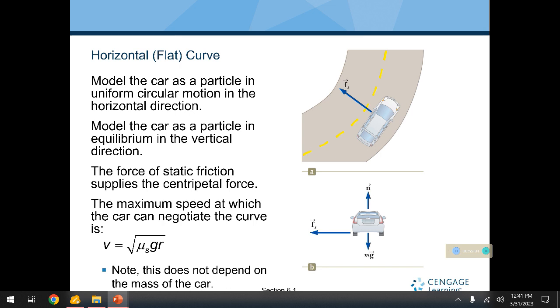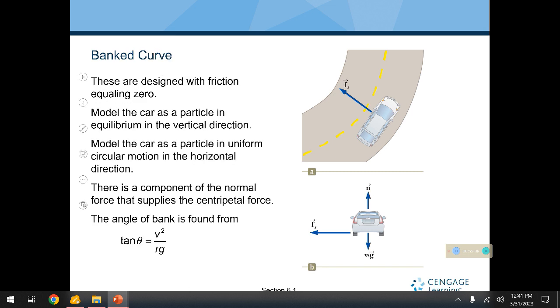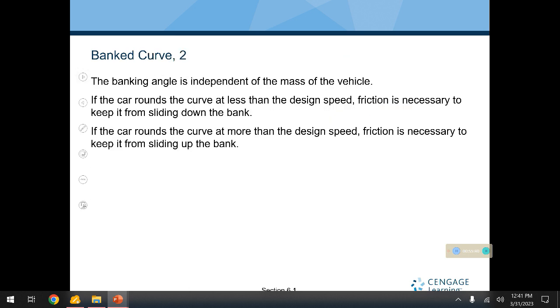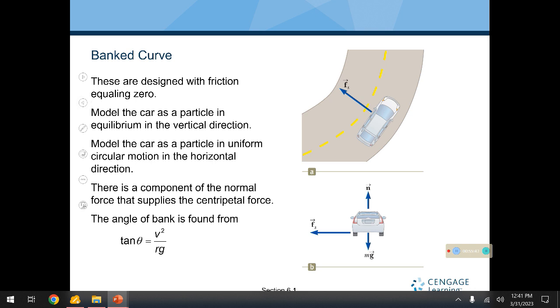Horizontal flat curve, we've messed with this stuff before. If you wanted me to go through these problems, I think we're going to see it enough on the homework, but I want to try not to mess with this too much. It's weird to put banked curve and then they don't actually bank it on this particular guy. So this would be the force diagram specifically if it's on a flat surface.